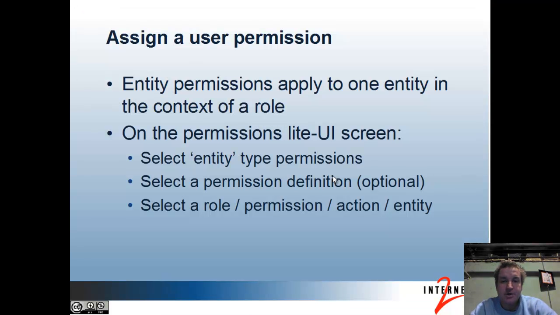So a user permission, or an entity permission, applies to one entity in the context of the role, not to all entities. So if you want some users in the role to have different permissions than others, then you would assign a user, or entity, permission. So on the Permissions Lite UI screen, you would select entity type permissions, select a permission definition, which is optional if you want to filter the permissions, and then select a role, permission, action, and entity.